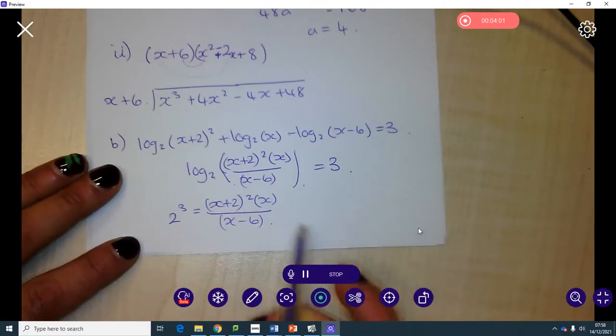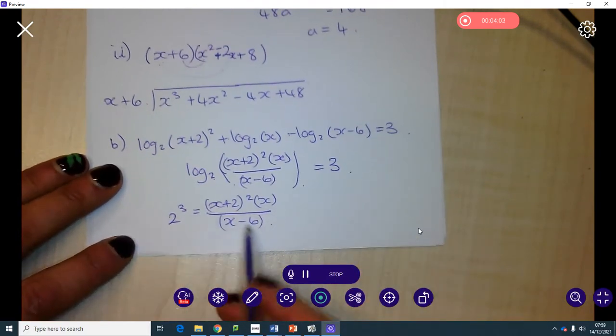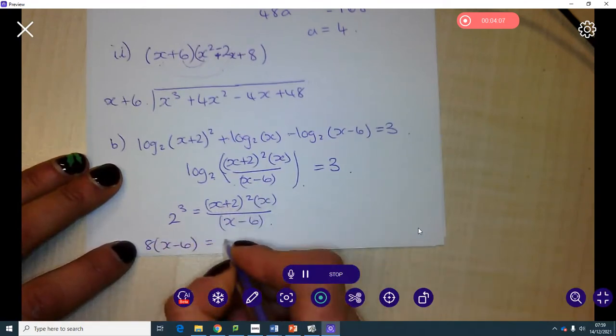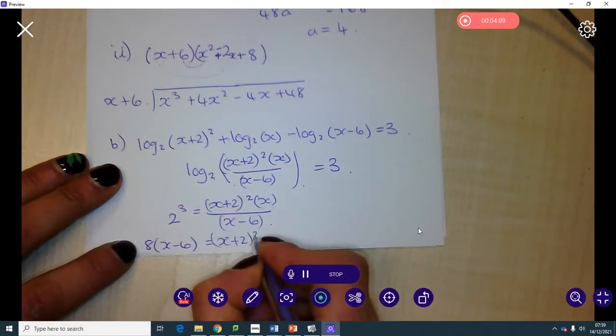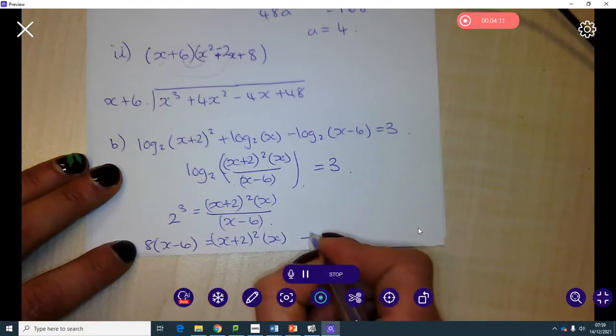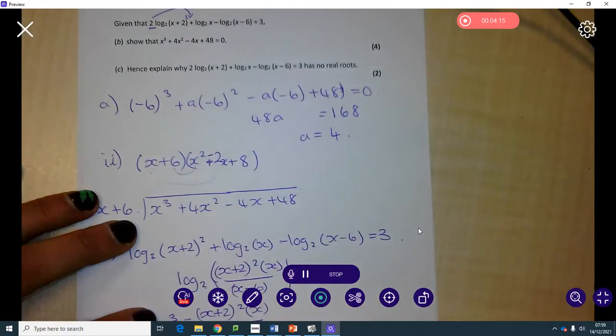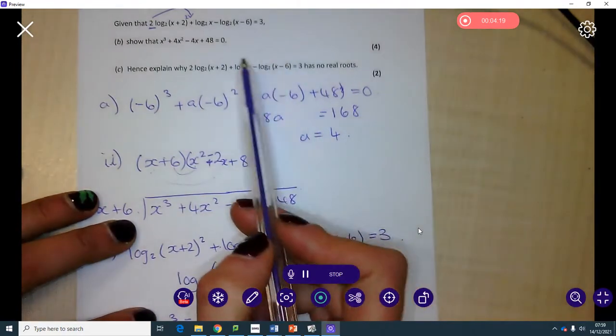And that will rearrange by multiplying by the x take away 6 and then expanding all of this out. Eventually that will lead you to the required form of x cubed add 4x squared take away 4x add 48 is equal to 0.